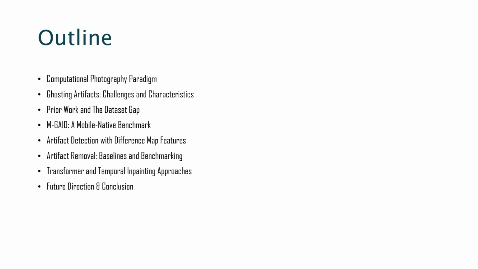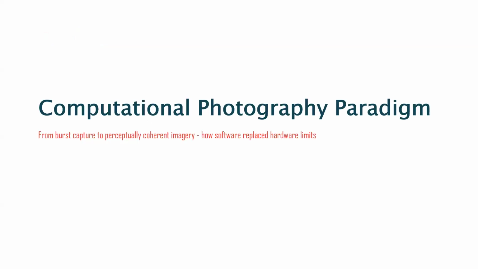Then the dataset that I have published, the Mobile Ghosting Artifact Imaging Dataset, MGAD, and how it is more suitable and appropriate if anyone wants to do research in mobile photography and mobile imaging. Then artifact detection with difference map networks, artifact removal, and so on. What are the transformer models that have been proposed? And lastly, the future direction and the conclusion.